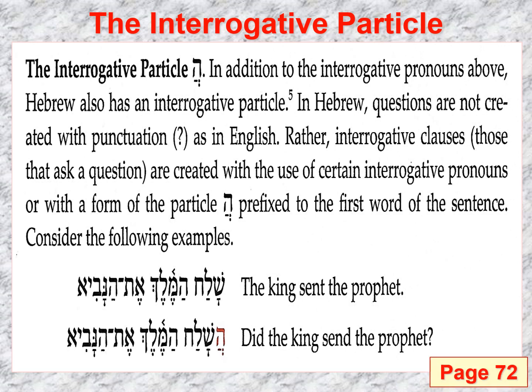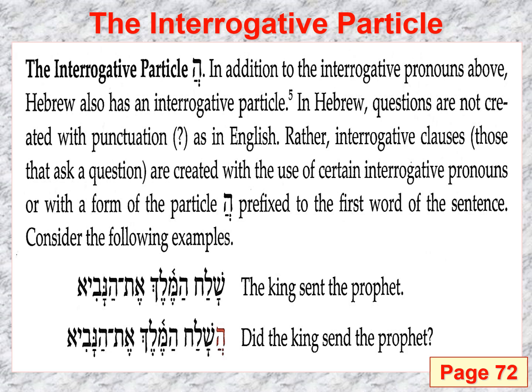Let's talk about the interrogative particle. So we've met two interrogative pronouns previously, the me and ma. But now if we wanted to change a sentence from being declarative, stating something, into asking something, interrogative, asking a question, we attach to the first word of that sentence the hey with the hatef patak. Hey with the hatef patak, what we call the interrogative particle.